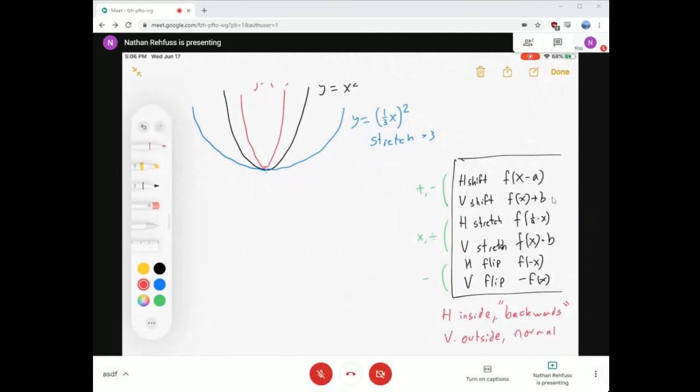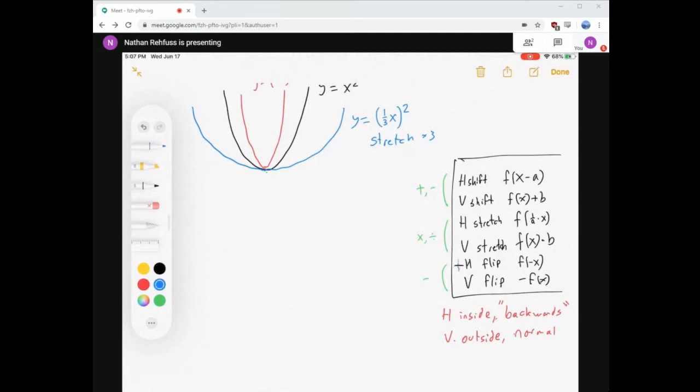So this is adding on the outside to shift, multiplying on the outside to stretch, negating on the outside to do a vertical flip. And remember, a horizontal flip, that's the same as a mirror on the wall because it flips side to side. A vertical flip is the same as a puddle on the ground because it flips up and down.